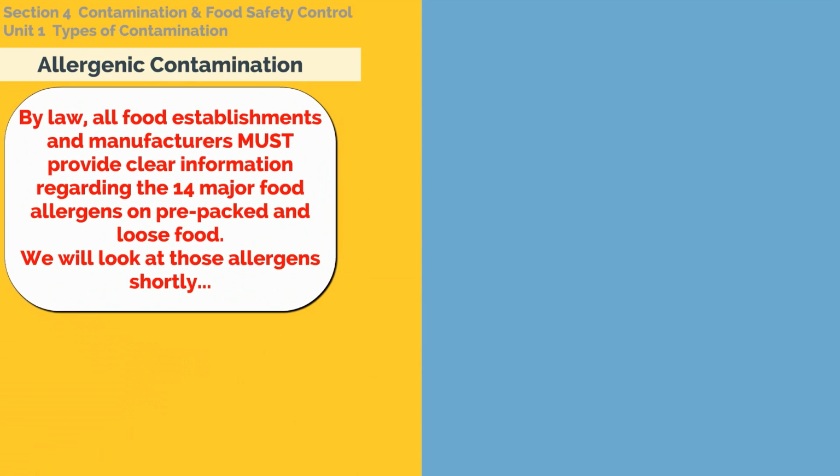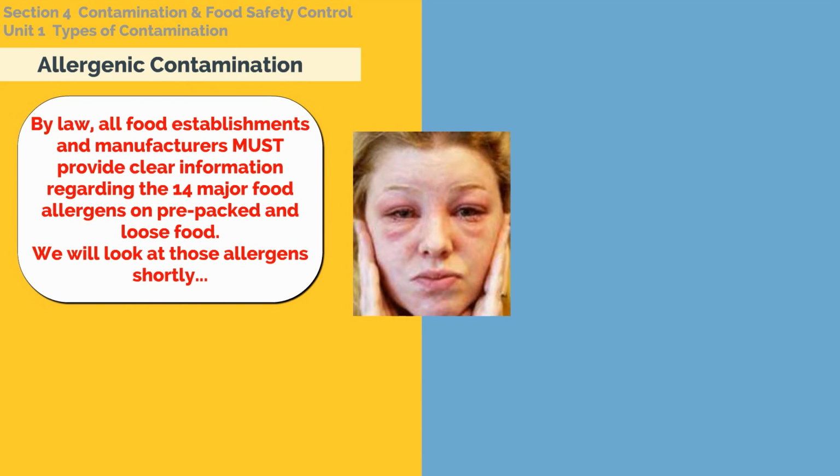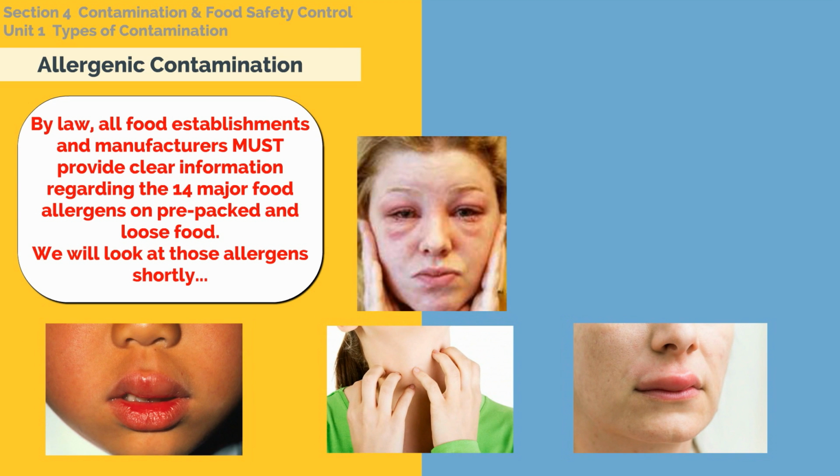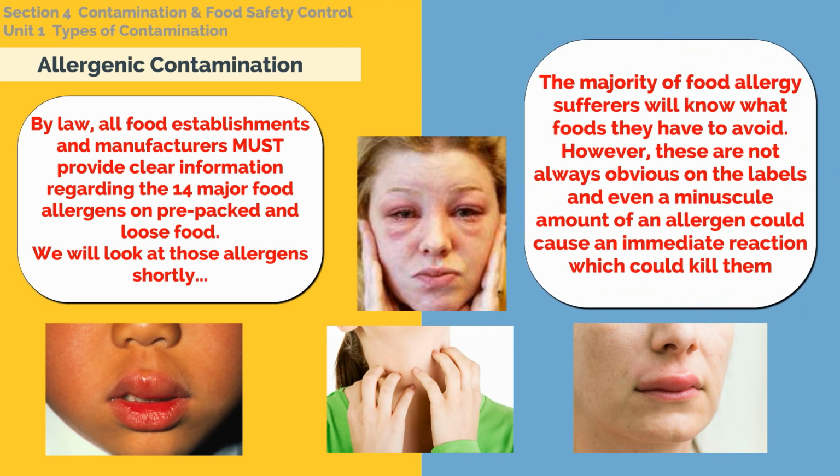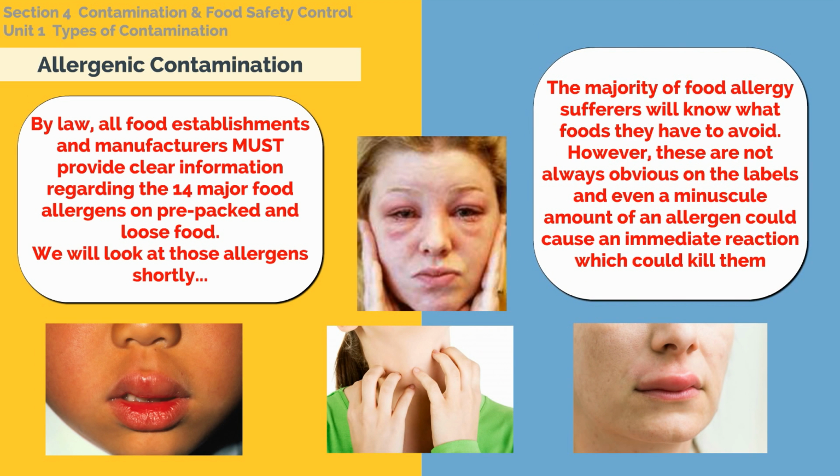By law, all food establishments and manufacturers must provide clear information regarding the 14 major food allergens on pre-packed and loose food. We will look at those allergens shortly. The majority of food allergy sufferers will know what foods they have to avoid. However, these are not always obvious on the labels, and even a minuscule amount of an allergen could cause an immediate reaction which could kill them.